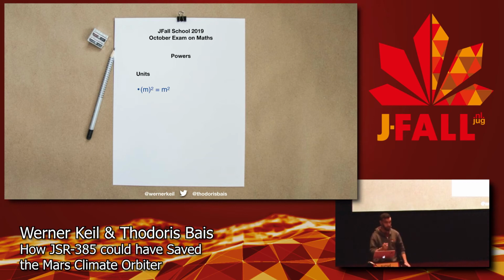For the units, the square of a meter equals square meters. The square of kilometer equals square kilometers. What about the square of square meters? That one equals meters to the 4th power, right? Quantities, quite straightforward. Once again, you know what you need to pay attention to.